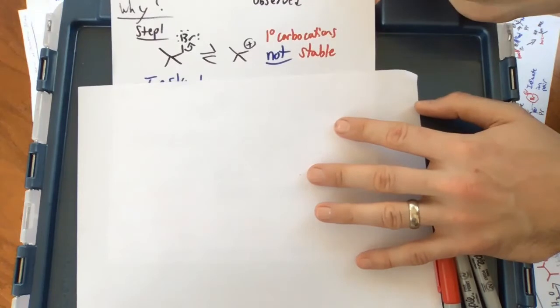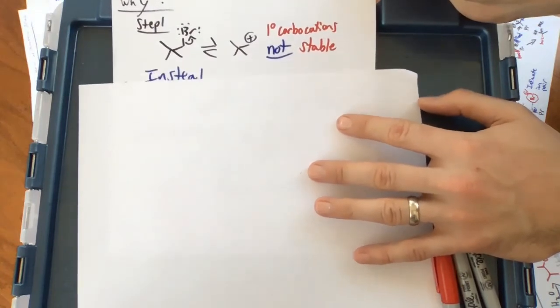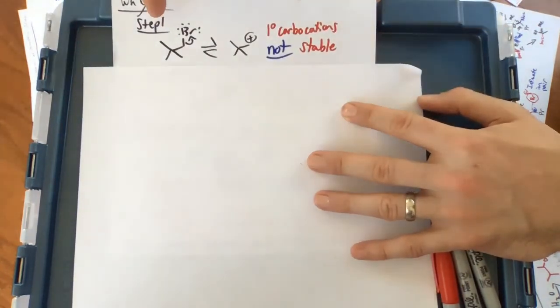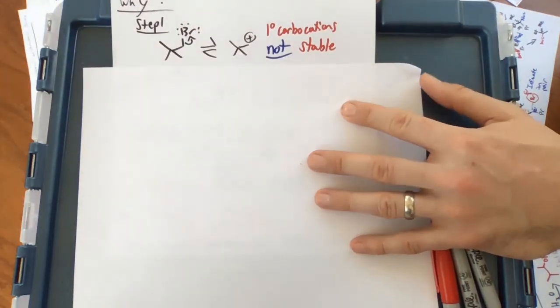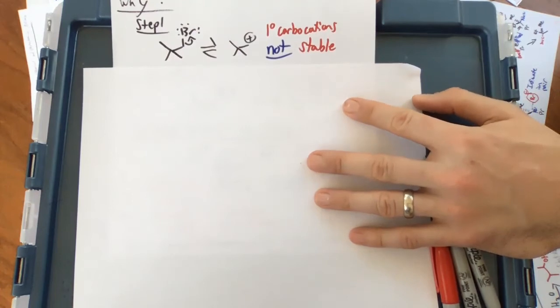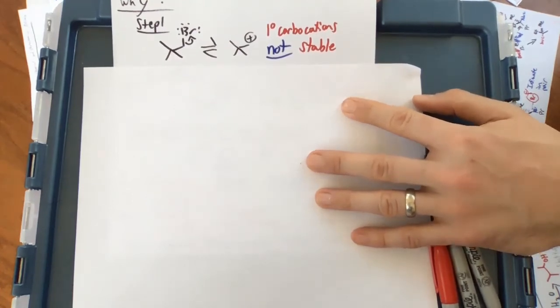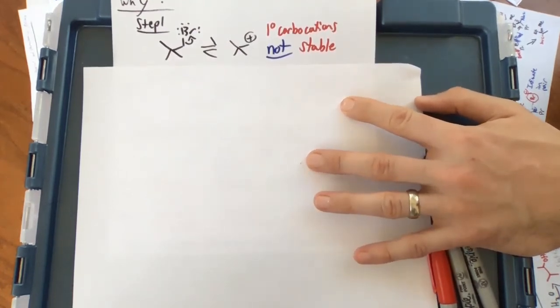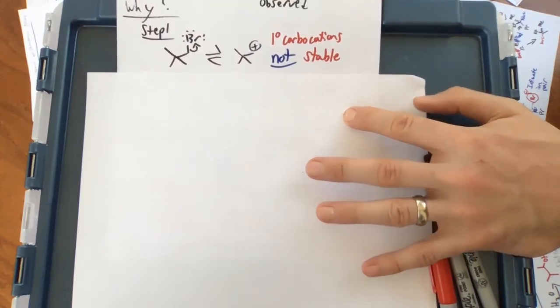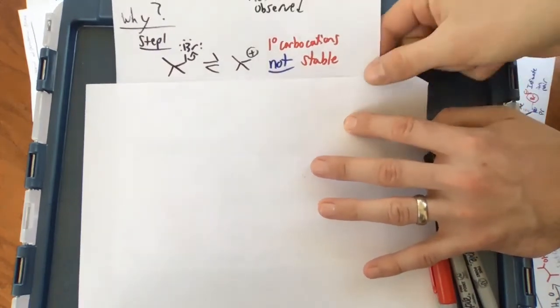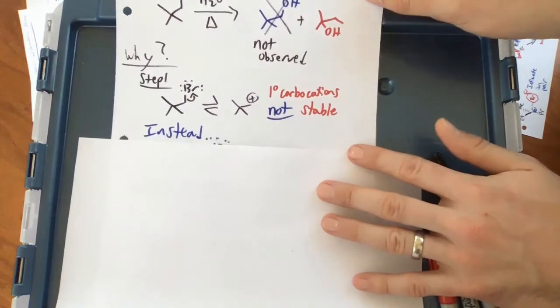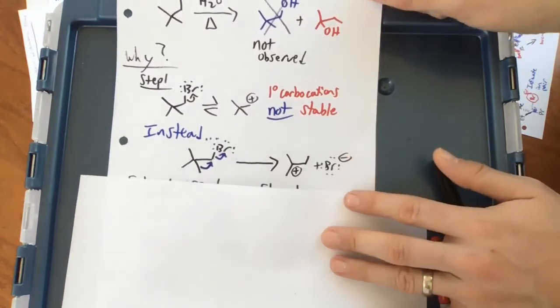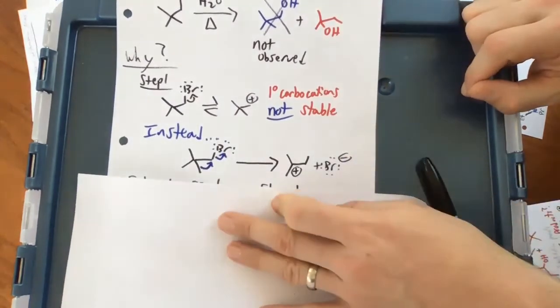Well, if you do the first step to try to make the primary carbocation, that's not going to happen because primary carbocations are not stable. Anytime that you might generate a primary carbocation, don't do that. You should never generate a primary carbocation in your reactions because they are not stable at all. Instead, what you should do is, in this case, something that looks very weird.